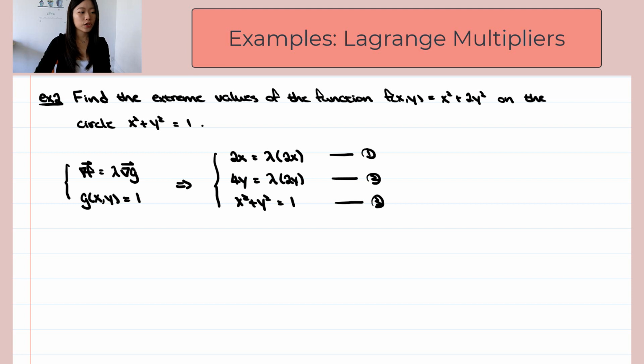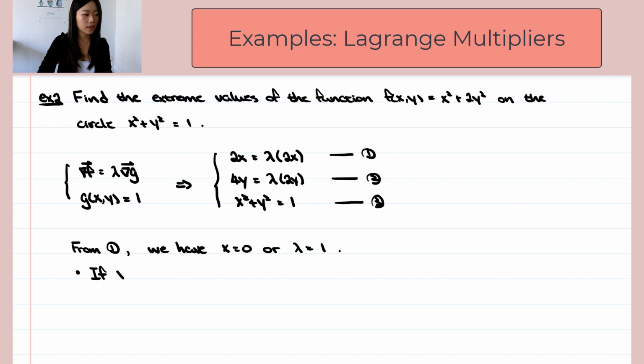From the first equation, we note that there's the 2x on both sides. So x and lambda satisfy this equation. If x equals 0, then we get 0 on both sides. Or lambda equals 1. So from the first equation, we have 2 possibilities: x is 0 or lambda is 1. Let's look at the two cases separately.